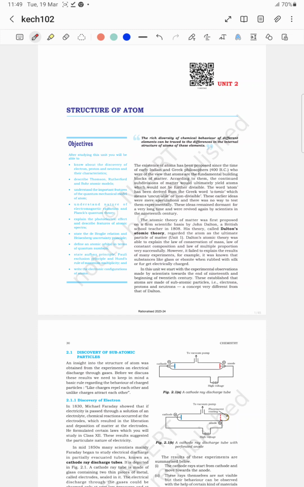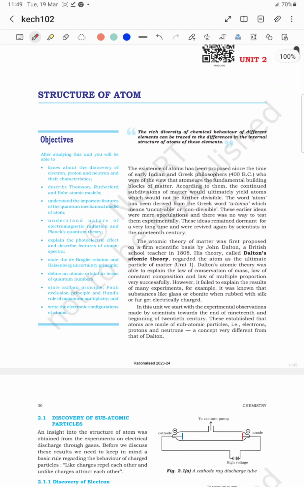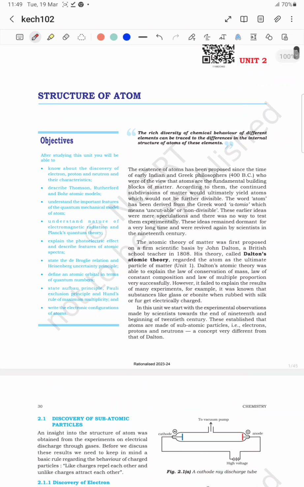The existence of atoms has been proposed since the time of early Indian and Greek philosophers about 400 BC, who were of the view that atoms are the fundamental building blocks of matter. According to them, the continued subdivisions of matter would ultimately yield atoms which would not be further divisible. The word atom has been derived from the Greek word atomio, which means uncuttable or non-divisible.